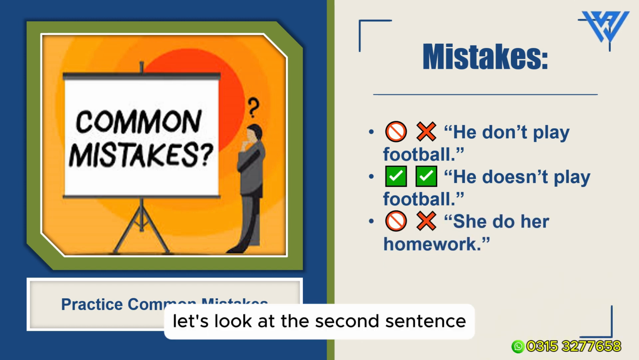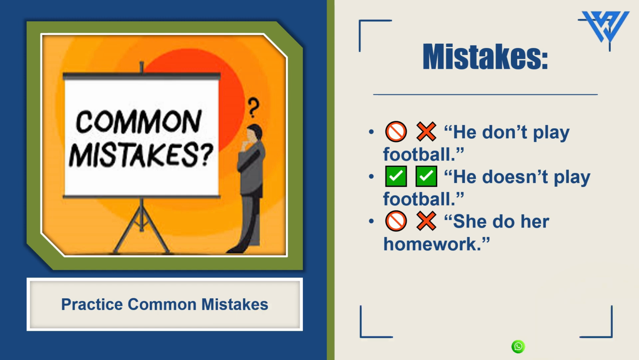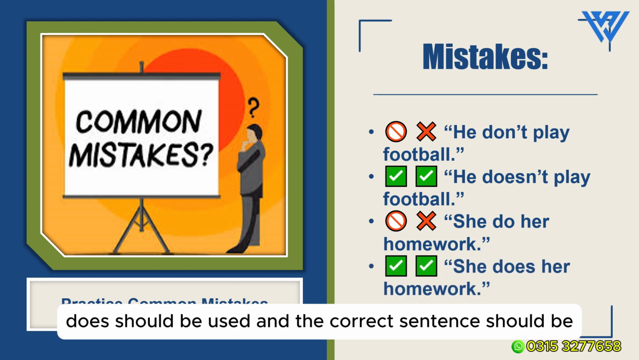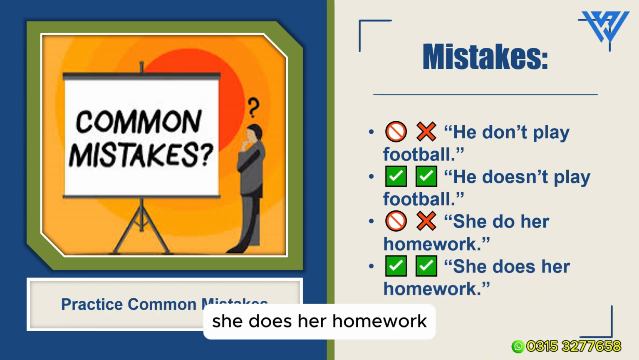Let's look at the second sentence. She do her homework. तो इसमें क्या mistake है? Same is the mistake here. गलत auxiliary verb use किया हुआ है. Instead of do, does should be used. And the correct sentence should be, she does her homework.